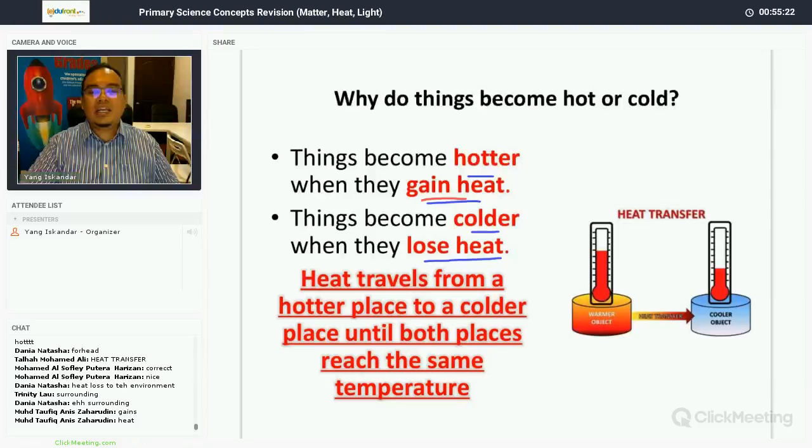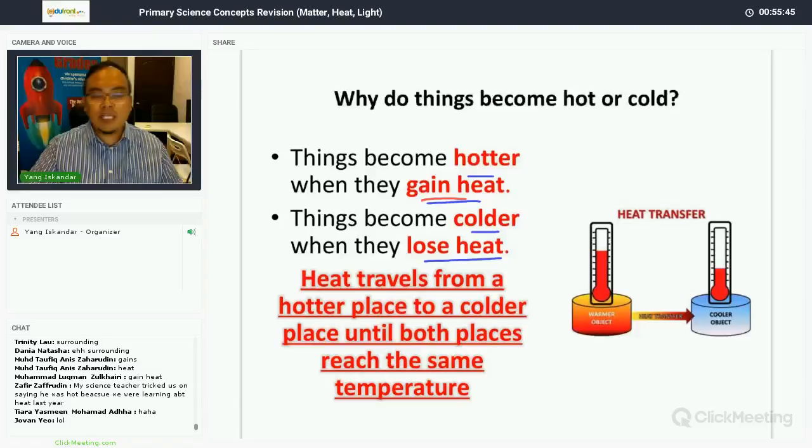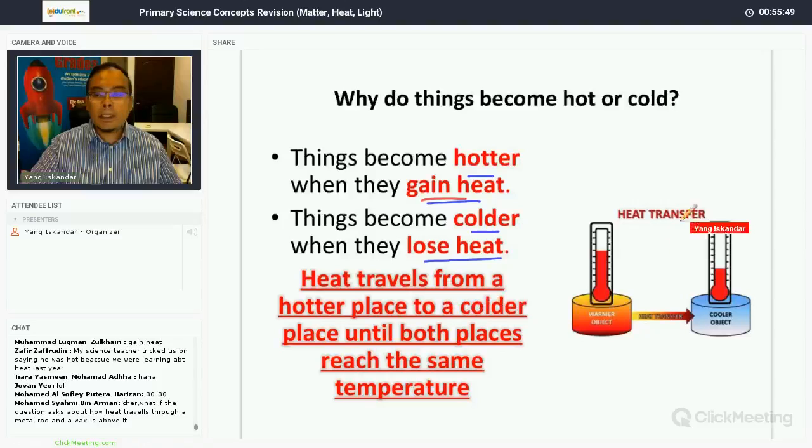That is why the temperature increases. That is why it becomes warmer. Okay, not because it loses coolness. So this is a common misconception. Now, what is the property of heat? Heat travels from a hotter place or hotter object to a cooler object until both places reach the same temperature.